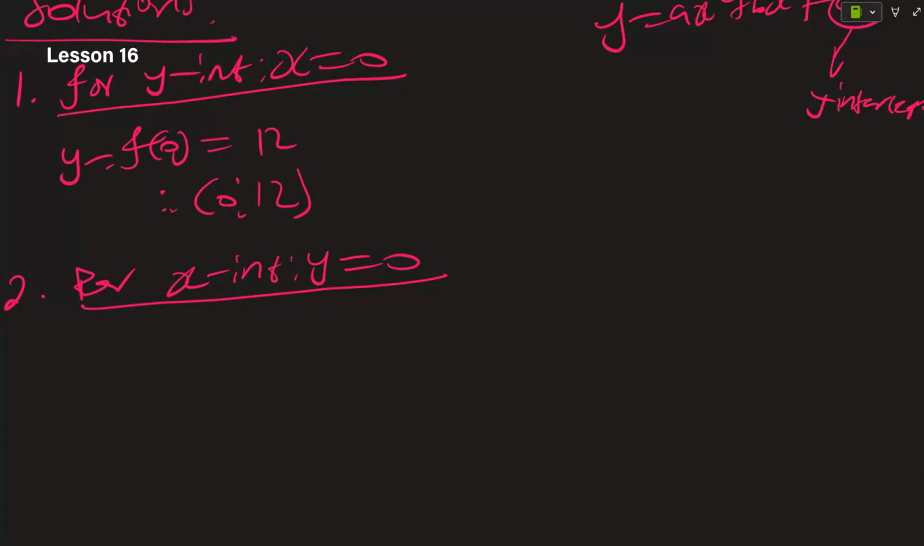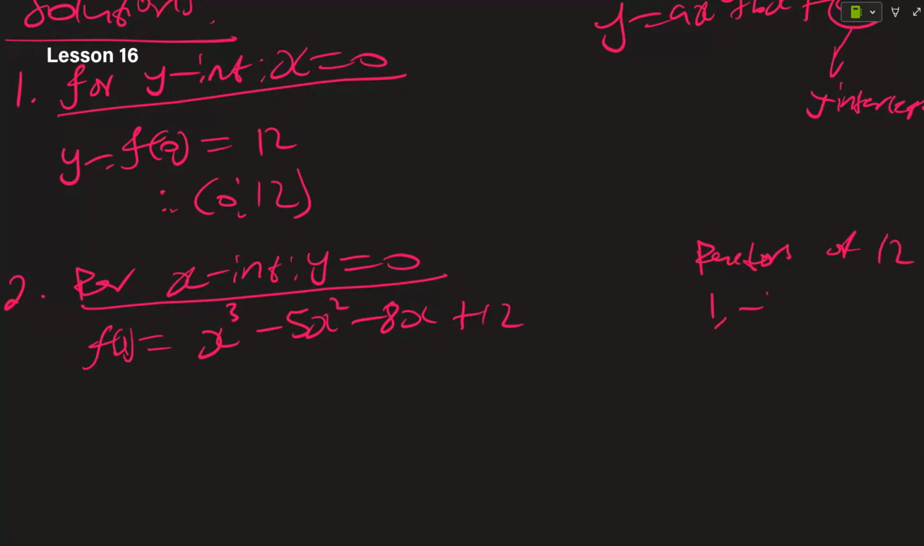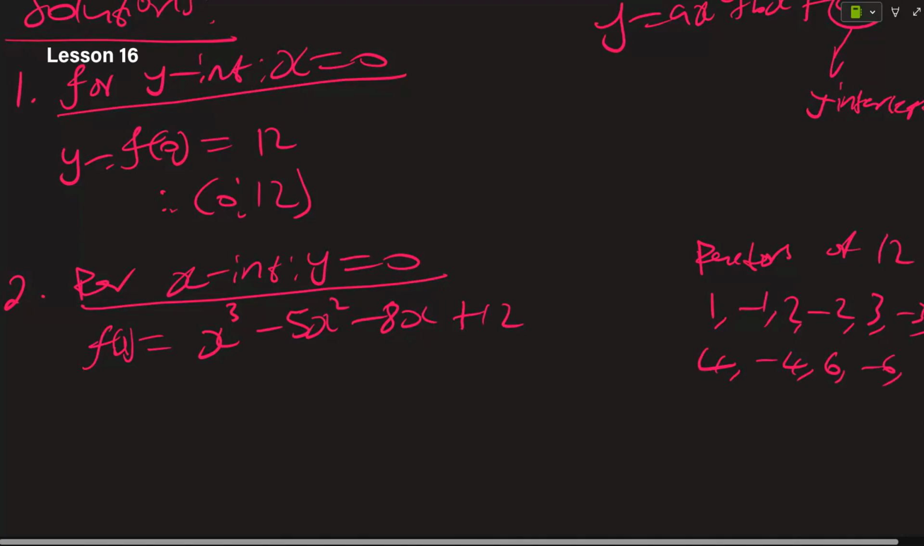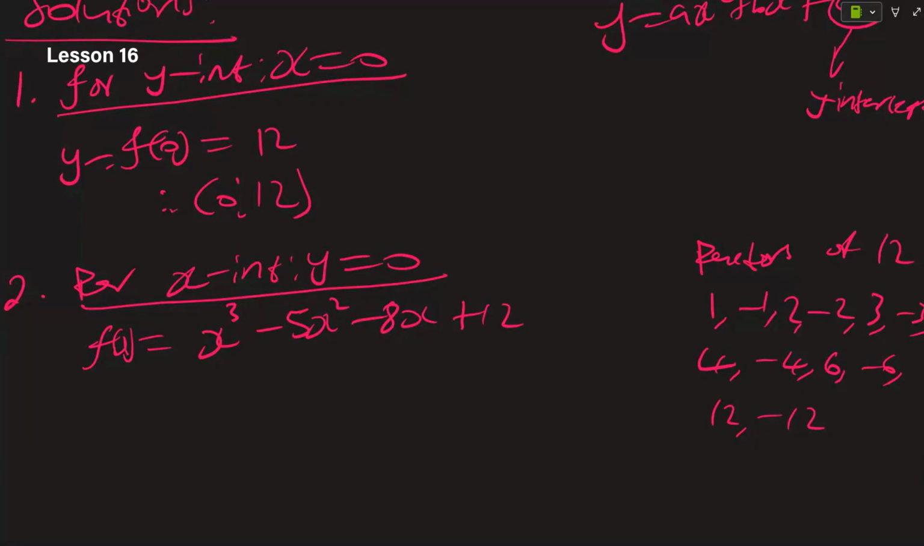Let me write the function so that I can explain the synthetic division method. It's x cubed minus 5x squared minus 8x plus 12. So how do we apply the synthetic division method? We list the factors of 12. We always list the factors of the constant term: 1, minus 1, 2, minus 2, 3, minus 3, 4, minus 4, 6, minus 6, 12 and minus 12. So these are the factors of 12. We take these factors one by one and substitute them into this function. If they give us 0, then that factor is a factor of this function.